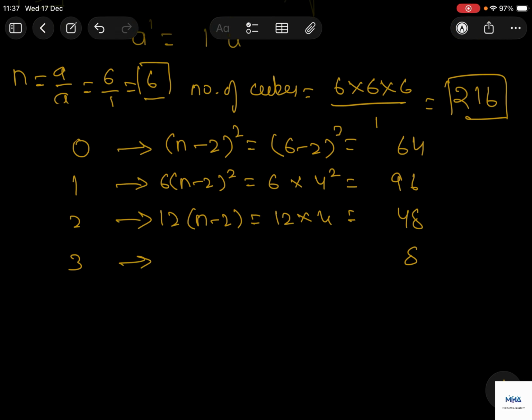And now if you have done your calculations right, adding all this up will give you 216. Let's check that. 64 plus 96 is 160, plus 48 is 208, plus 8 is 216. Now that it's satisfied, our calculations are right.